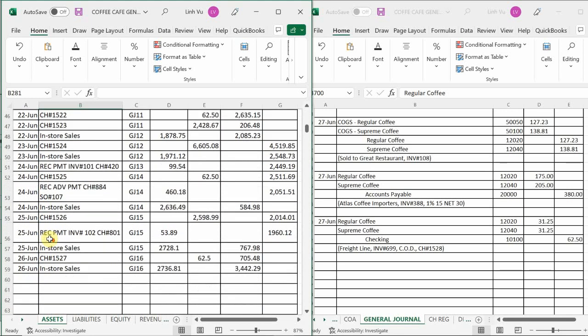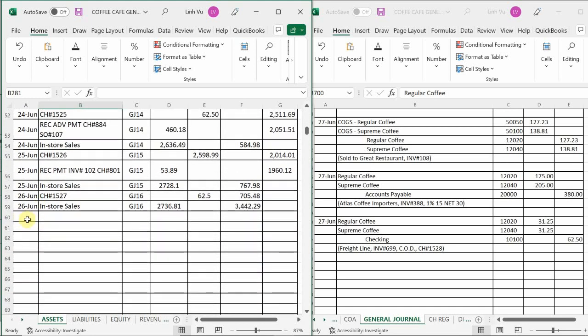Since I'm already on my assets, I'm just going to go ahead and cut my check now. For check number 1528, General Journal 17, for the $62.50. Okay, which should bring my cash account balance to $3,379.79.